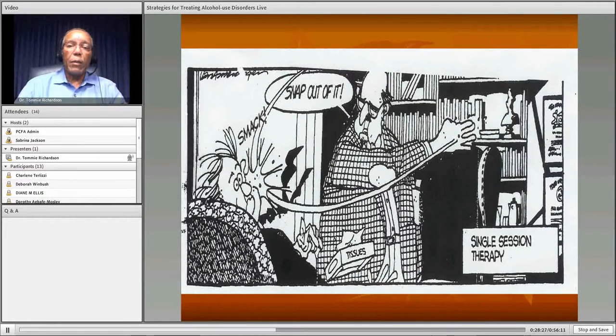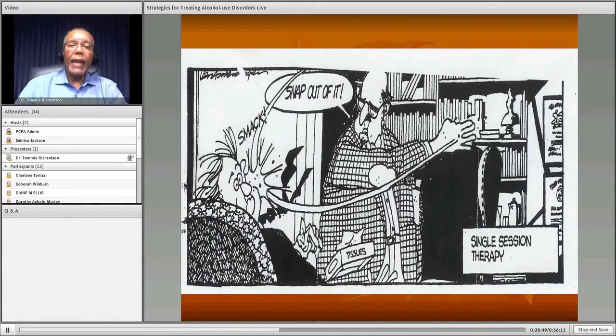Some people will take the approach of single session therapy. And I think a lot of families do this. They say, why don't you just snap out of it? If you've got a problem, just stop. Just put the drink down and don't pick it up. And as you can see, this gentleman is just sort of smacking the person. Punishment will never work, because you don't want to treat people with punishment.